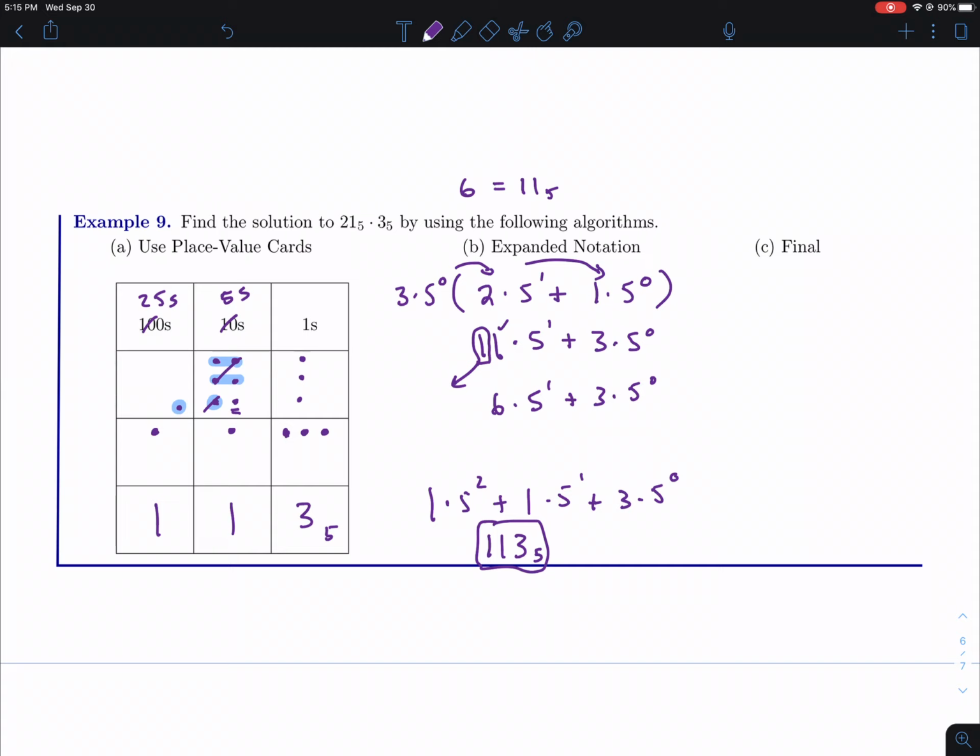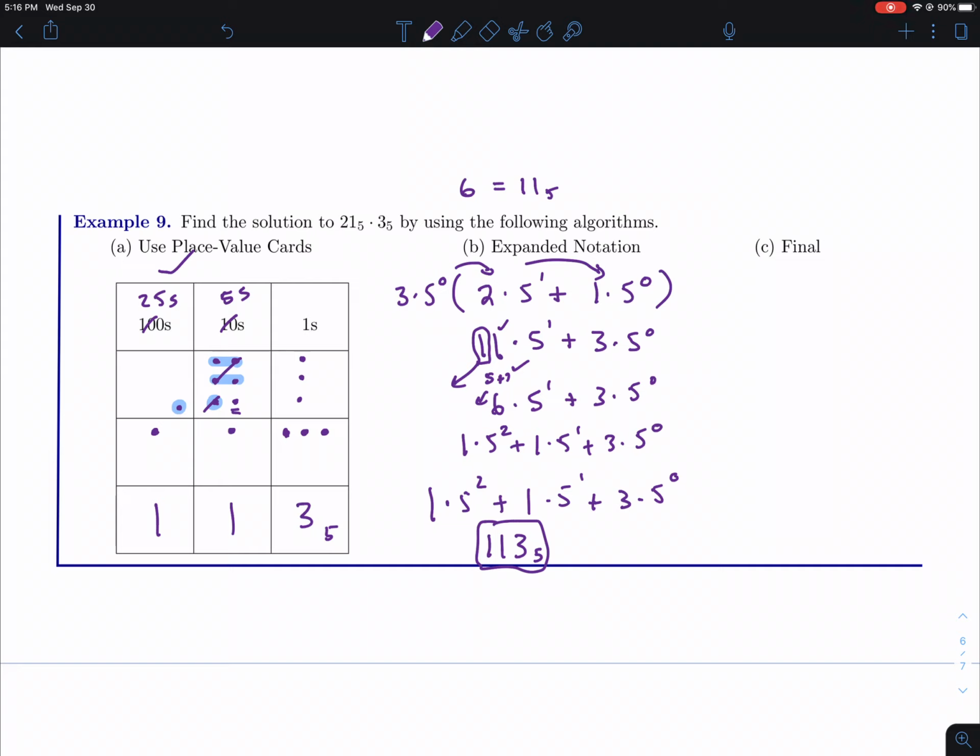Or again, if you were using the 6, you could turn this into, and notice that this is the same as 5 plus 1. And that would allow me to take that 5 and turn it into a 1 times 5 squared. And then I would still keep a 1 times 5 to the 1, plus 3 times 5 to the 0. So however you like to do it, again, expanded notation can be a little tricky, and the final is probably going to be a little tricky too, just for the same reason. So if I were going to do a multiplication, it's probably going to be the place value cards, because it's probably the easier thing to work with.